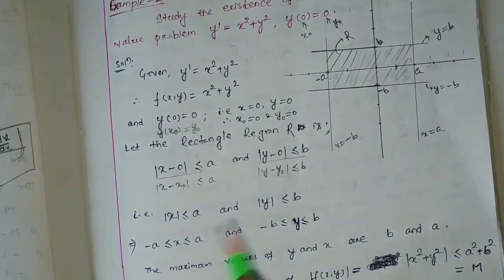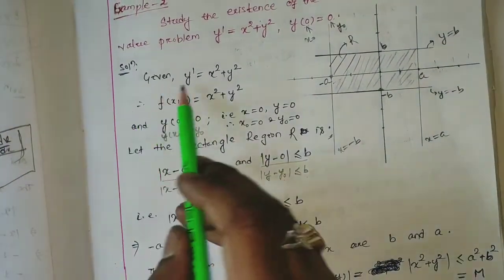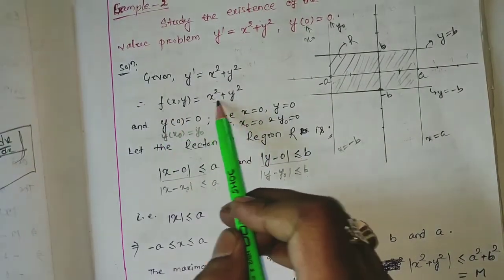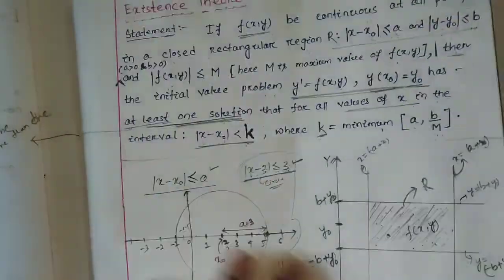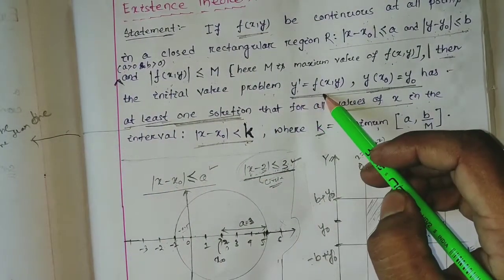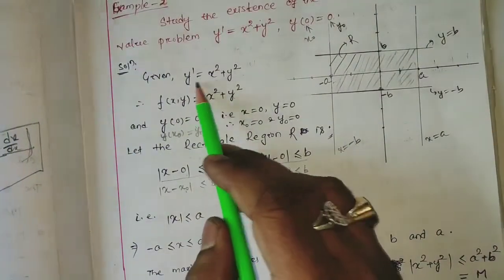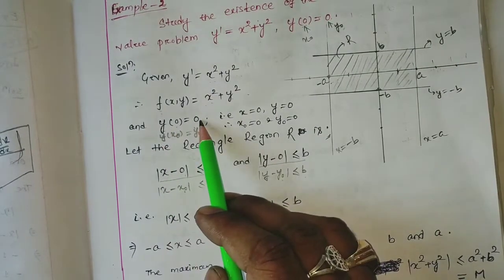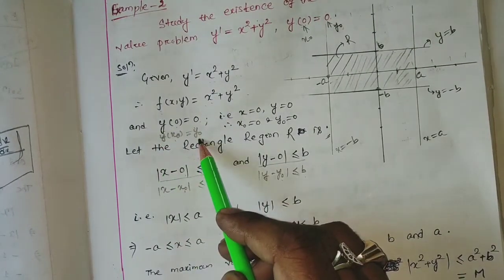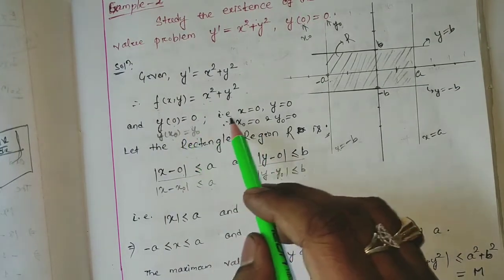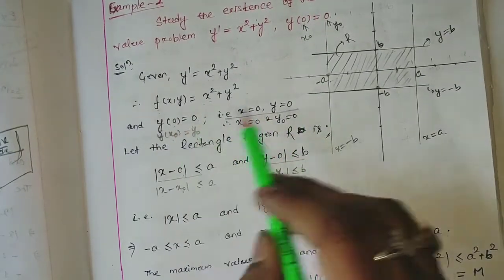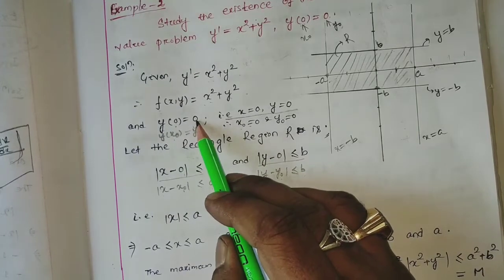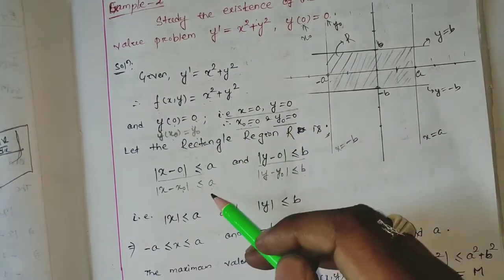So now we are going to discuss the solution of this question. Here it has been given that y' = x² + y². That means f(x, y) = x² + y². See, according to the theorem, y' is considered as f(x, y). So here f(x, y) equal to x² + y², given that y0 equal to 0. That means y(x0) = 0 with x0 equal to 0, so x0 is 0 and the corresponding y0 is also 0.